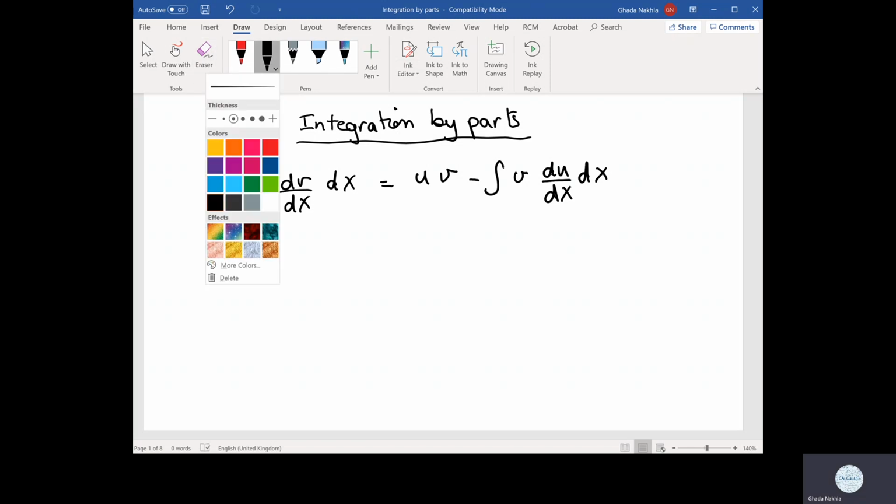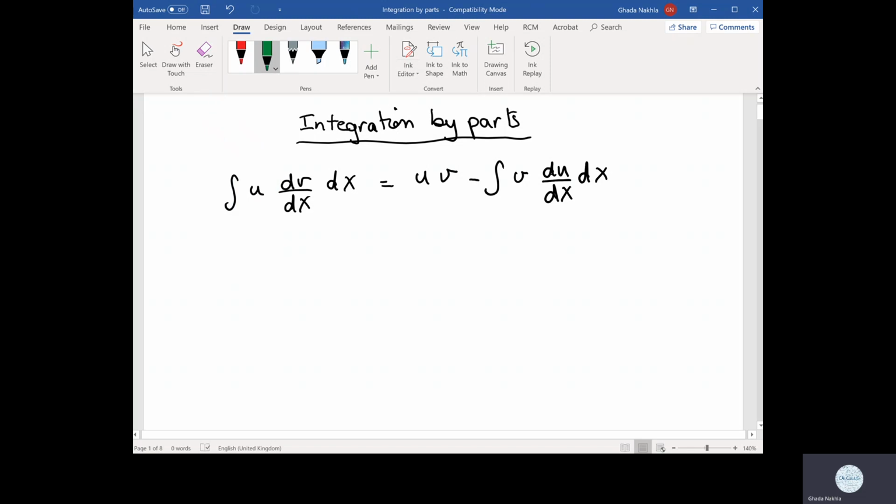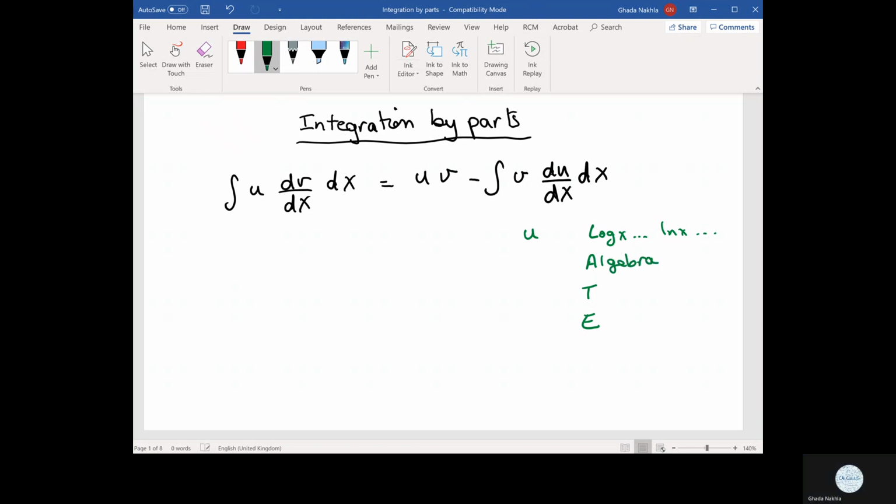One of the other things that we need to know is how to identify u. U is always what comes first of the word LATE. L stands for logs, or ln, the family of logs. A stands for algebra. T stands for trig. E stands for exponential.